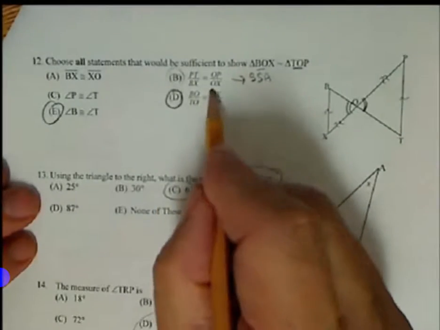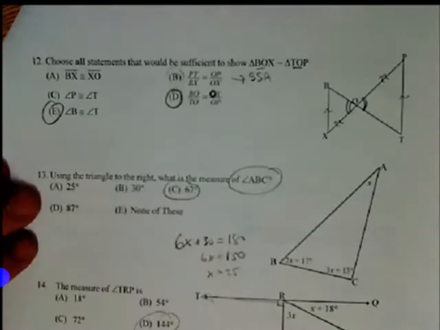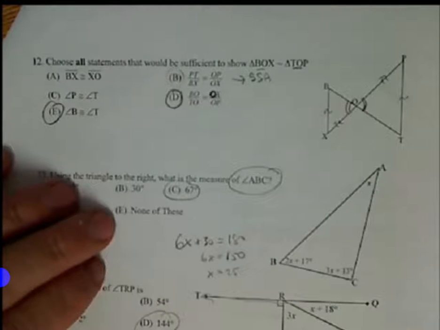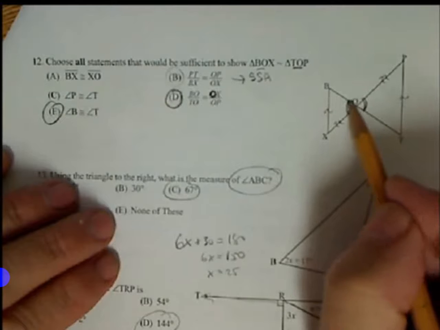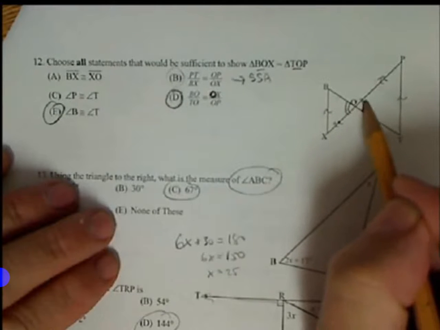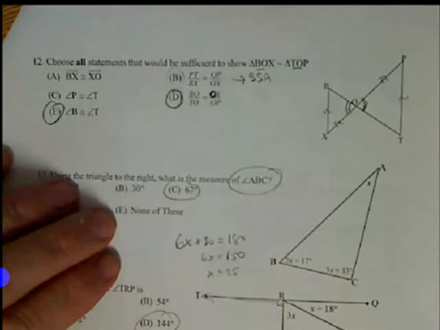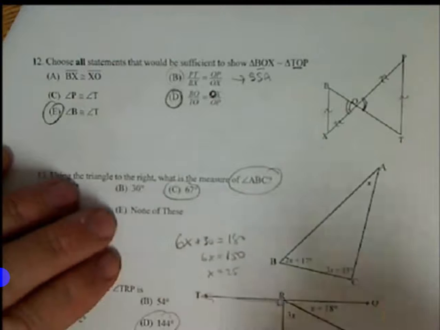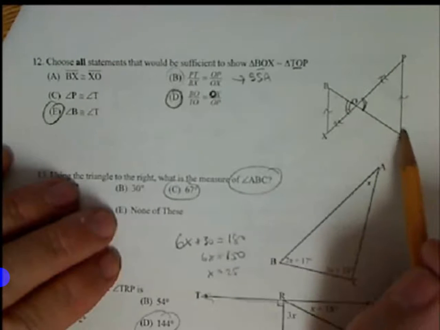Okay, 12 was our harder one. This one had the error. This should be OX, not CX. So now I'm going to try to fill in my information again. So I do know that these two angles right here are congruent because of vertical angles. So I have an angle. I need one more angle to be able to use angle. Well, I've got to make sure they are in different triangles. So angle B is congruent to angle T.